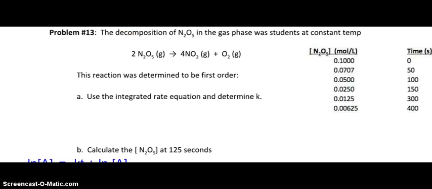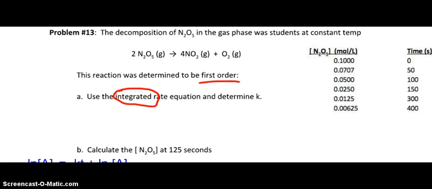All right, so problem number 13 says a decomposition of N2O5 in the gas phase was studied at constant temperature. The very important thing here is the reaction is known to be first order. So that's really important. Now, if you notice, there's a little bit of a change here, isn't there? Please insert this word integrated in your notes. Very important that you do that. I left it out. I apologize.